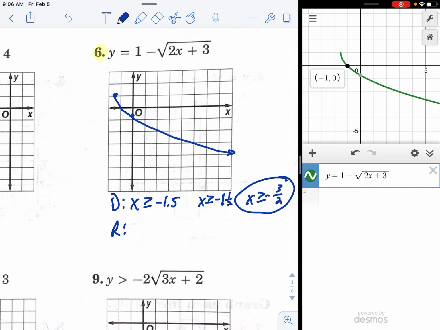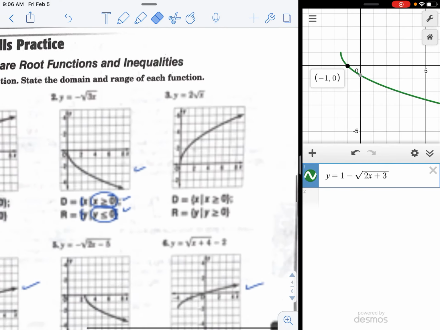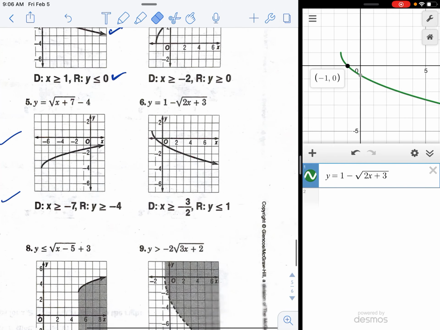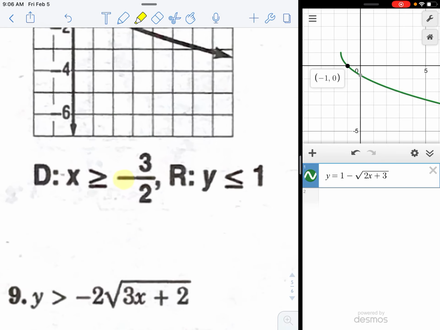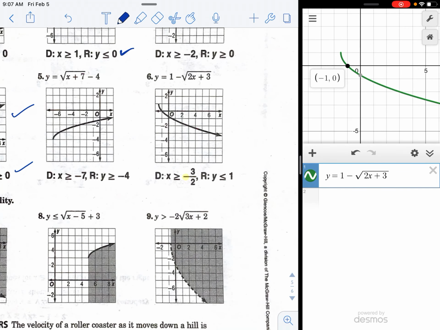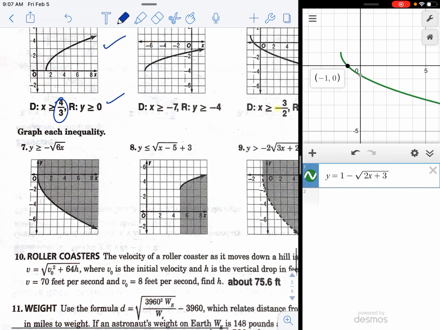The range, well, the y values start at positive 1 and go downward forever, so y is less than or equal to positive 1. All right, let's check number 6 and see which answer is the right answer. Yeah, they use the negative 3/2, and I believe that is supposed to be a negative sign. It looks like it kind of touches the fraction bar, but there we go. Good enough.